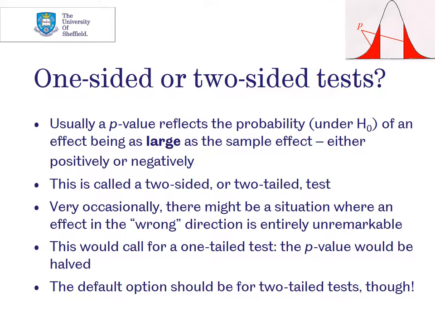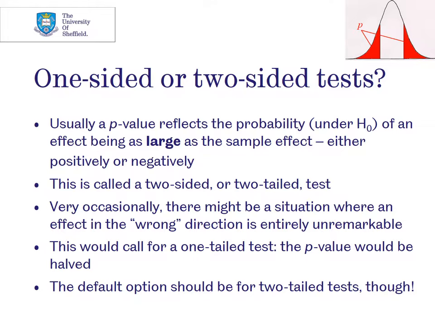Now, most of the time, we would say that we need to take both sides into account, because, generally speaking, if we find a large value or a small value, it would be interesting to us. It would be entirely relevant to know not only whether eating red meat increases chance of mortality, but it would equally be interesting to know whether red meat decreases the chance of mortality. And in these situations, we need to do what's called the two-sided test, which takes both sides of the distribution into account.